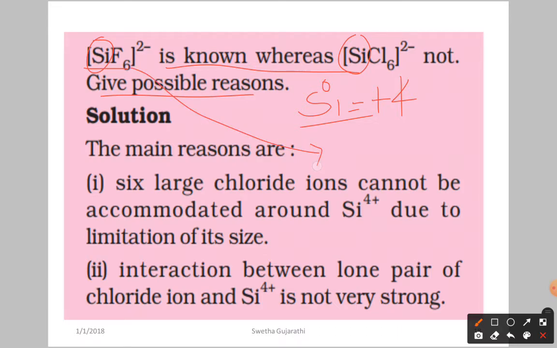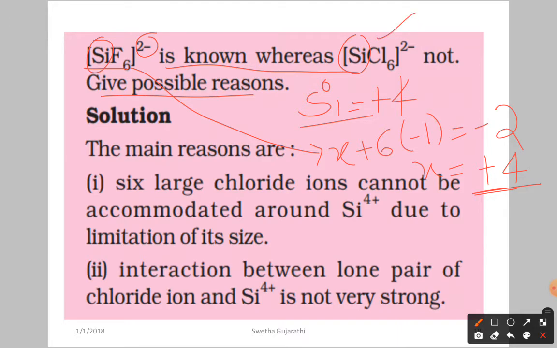For silicon, we assume the oxidation number is x, plus 6 into -1, because the fluorine oxidation number is -1. So 6 fluorine atoms are there, so 6 into -1. The charge on the molecule goes on the other side of the equation, so this is -2. Now if you calculate, finally we get +4 as the oxidation state.